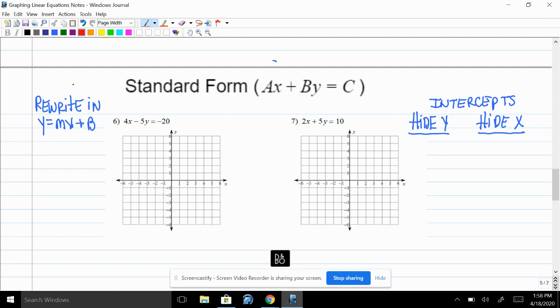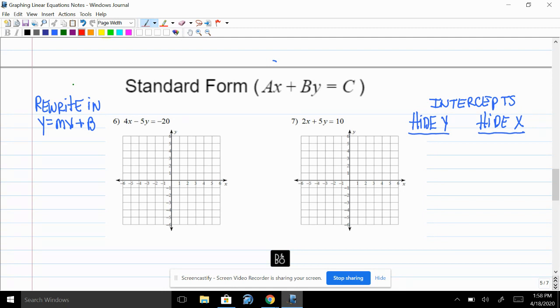All right, guys, the next step in our graphing journey here, if you want to call it that, is standard form. Okay, we talked about graphing using tables. We talked about slope-intercept form. Now we're going to talk about standard form. Okay, this is the second of three forms that we're going to learn.